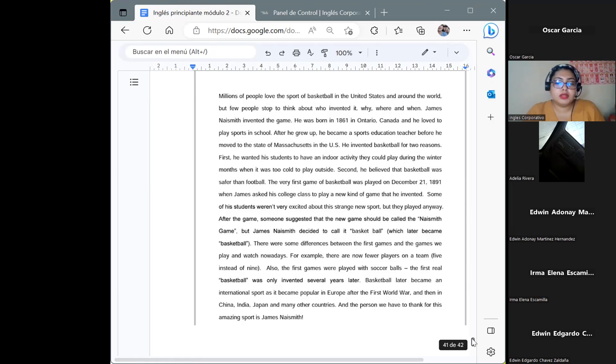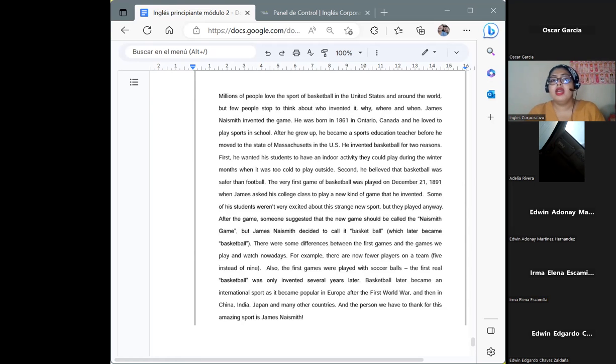¿Cómo se llamaba? ¿Cuántos jugadores habían en un equipo? Así que vamos a leerlo un poco detenidamente, ¿verdad? Vamos a tratar de buscar información detenidamente para poder responder las actividades que vienen más adelante. En este caso, vamos a utilizar 5 minutos.